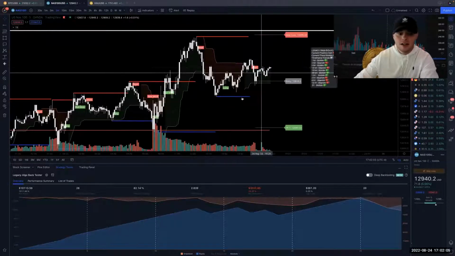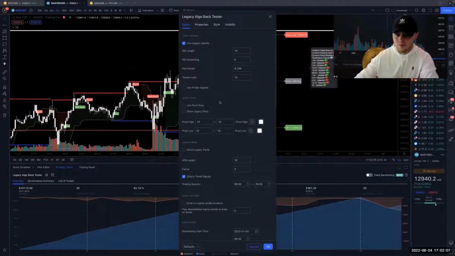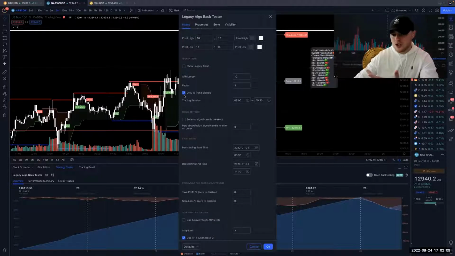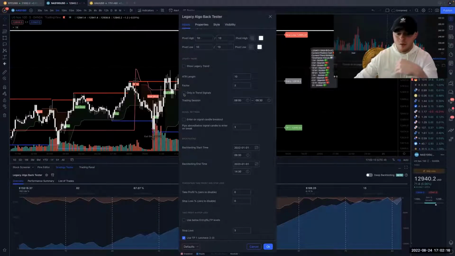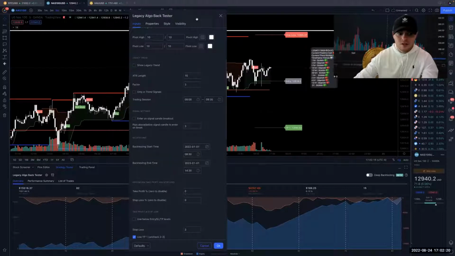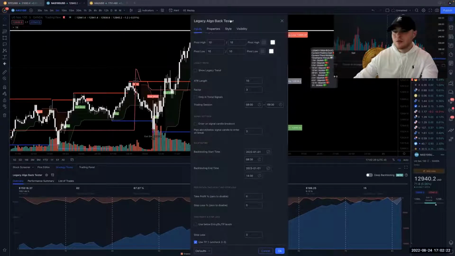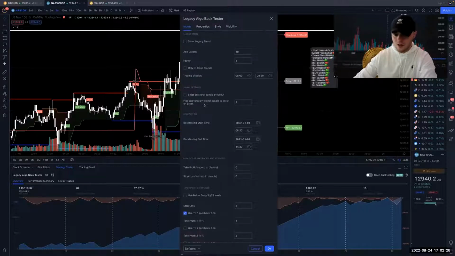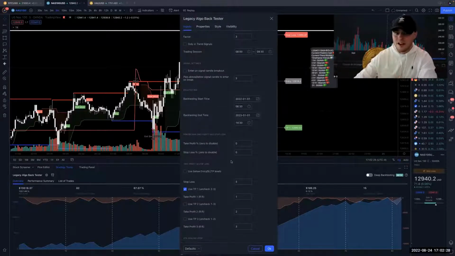So if you go back here to settings, and for example, I have it trading only with the trend, but if I wanted to trade literally every signal within the last few months that I have it put in, it has a 67% win rate now, et cetera, et cetera. But you want to just play around with these settings.